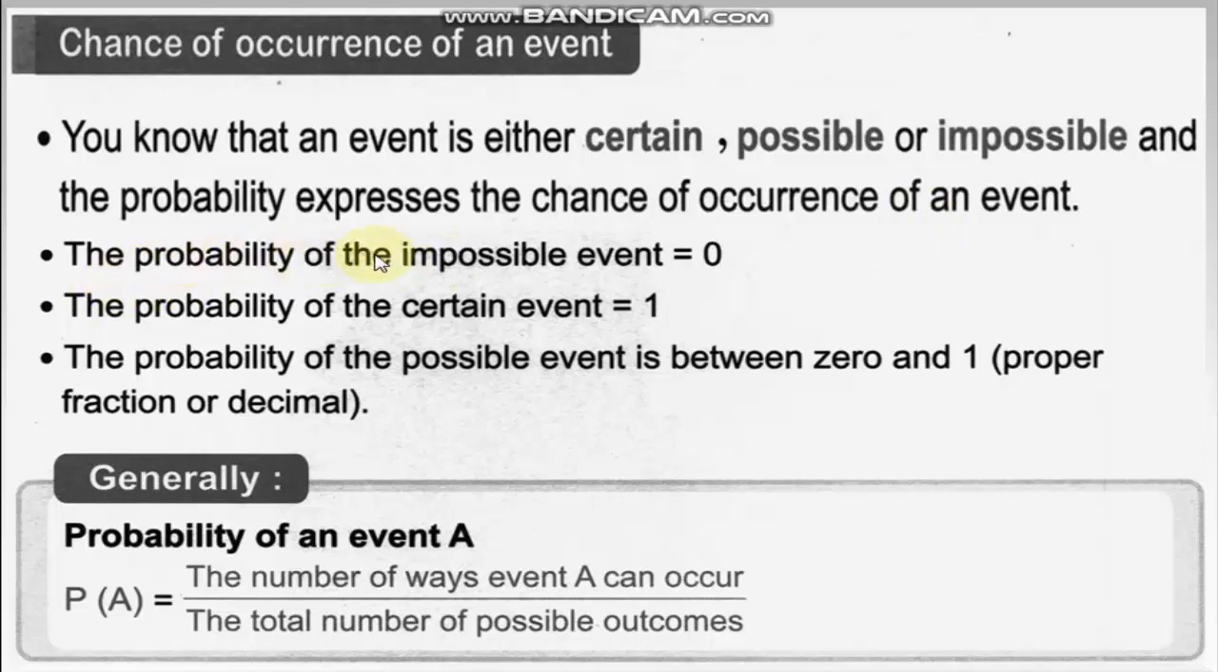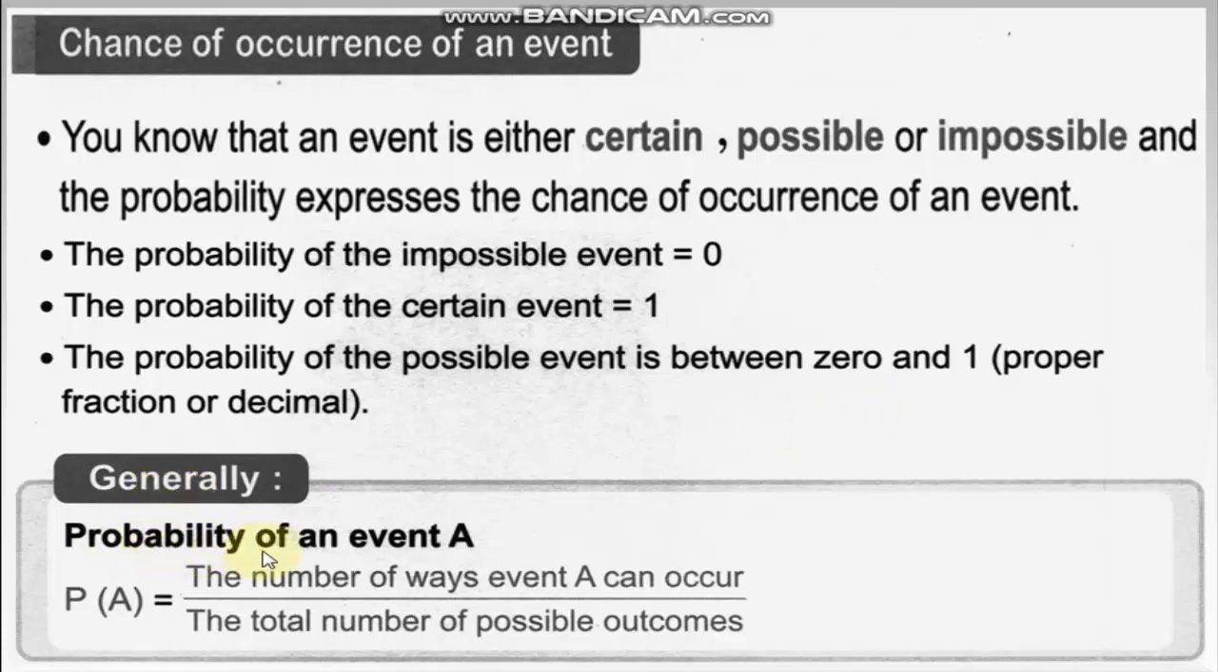Number 1. The probability for an impossible event is 0. So impossible equals 0. Number 2. The probability of a certain or sure event is 1. Number 3. The probability of a possible event is between 0 and 1. We can say it can be a proper fraction or decimal number.